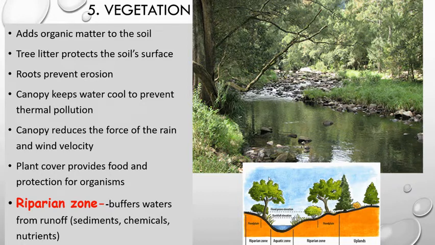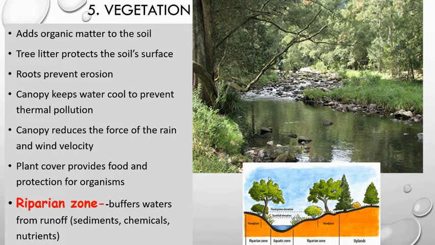The vegetation that's in a watershed makes a big difference to the behavior of that watershed. So organic matter is added to the soil when there's more vegetation. Tree litter protects the soil surface and prevents erosion. Roots also hold the soil together and prevent erosion. Tree canopies keep the water cool, and that helps keep certain fish within their zone of tolerance for temperature. The canopy also reduces the force of rain and wind velocity, which helps prevent erosion. Plant cover provides food for organisms as well as protection.